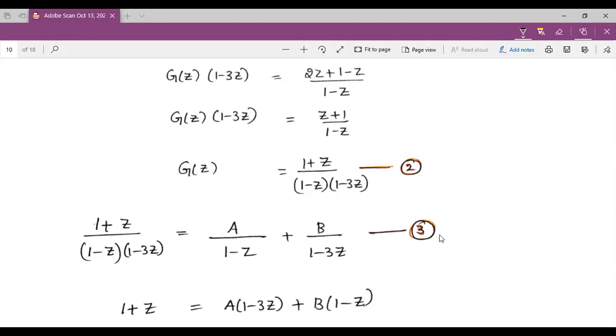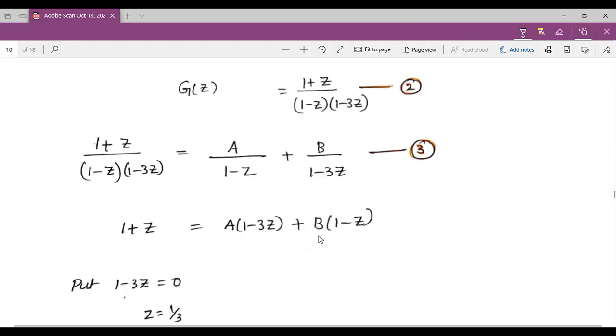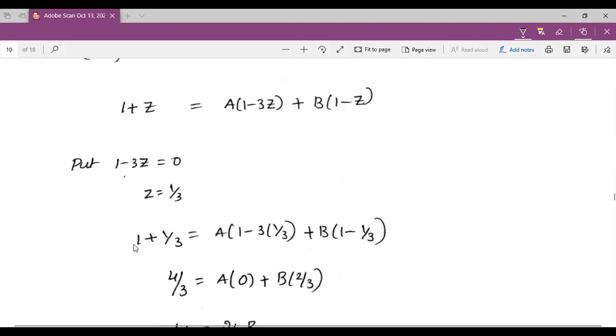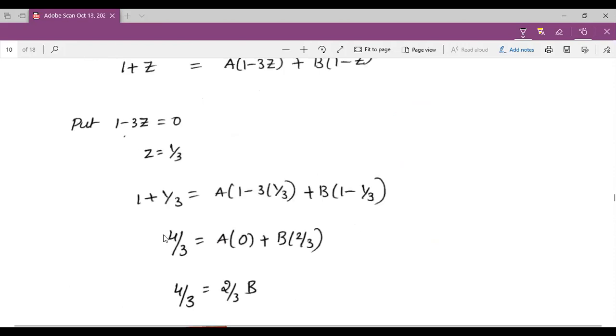That is the equation 3. So 1 plus z is equal to, we get the equation a into 1 minus 3z plus b into 1 minus z. So we put 1 minus 3z is equal to 0. So z is equal to 1 by 3. We substitute this z is equal to 1 by 3 value in this equation. We get 1 plus 1 by 3 is equal to a into 1 minus 3 into 1 by 3 plus b into 1 minus 1 by 3. So a into 0 plus b into 2 by 3. Okay. So 4 by 3 is equal to 2 by 3 b.